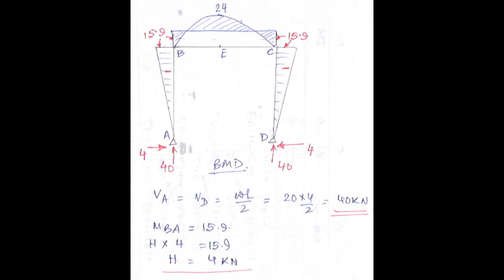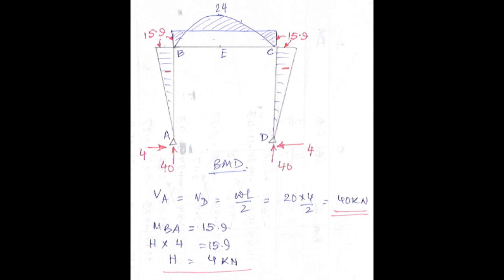Now the moment at BA is 15.9. So here it will form a right angle triangle with 0 and 15.9, and as it is a negative value, it is drawn outside the portal frame. Similar is the case for the column CD, 15.9. Now let us concentrate on the part BC. In the BC part, the moments at BC and CB are 15.9. So obviously it will form a rectangle, because BC is 15.9 and CB is also 15.9. So a rectangle is formed.